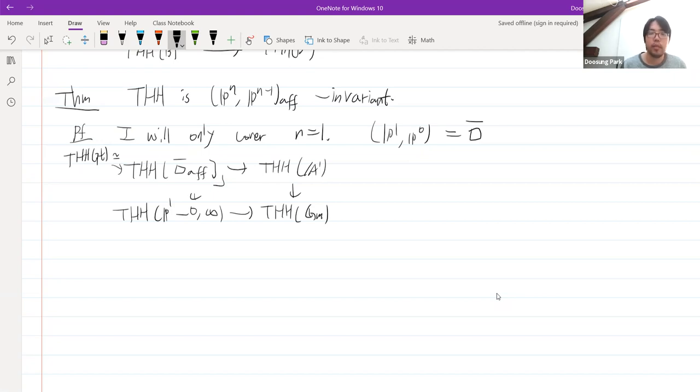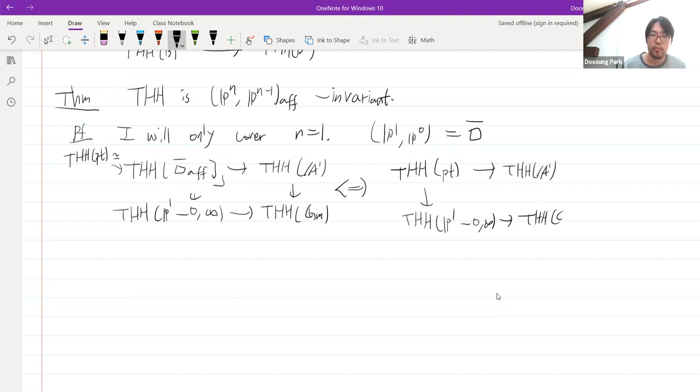And then that's equivalent. So we can forget about the box affine, and THH of a point is THH of A1, THH of P1 minus 0 infinity, THH of Gm. This homotopy Cartesian square is an equivalence because spectra is a stable infinity category.